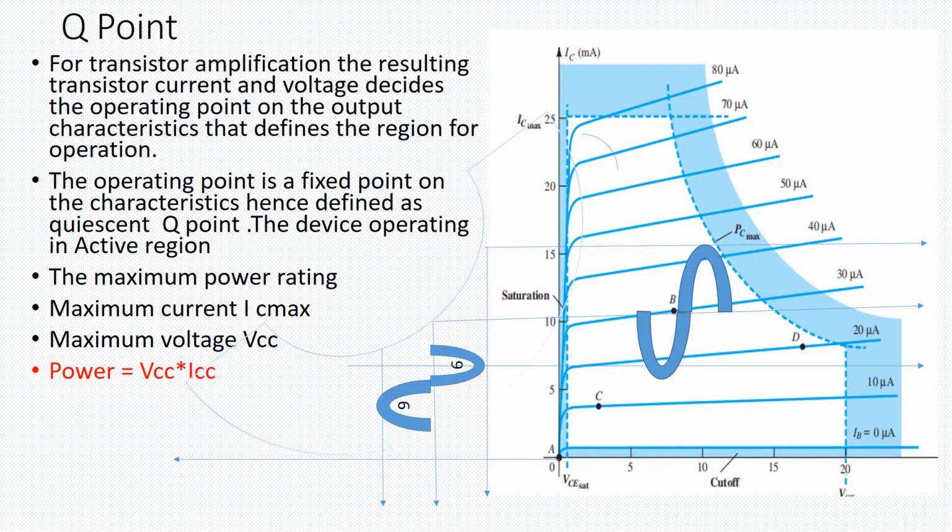I'll just read out the points I have discussed. Transistor amplification: the resulting transistor current and voltage decide the operating point on the output characteristic that defines the region for operation. The operating point is fixed on the characteristic and hence is defined as a quiescent point. The device operates in the active region. For defining the maximum power rating, we have to measure the maximum current IC max and maximum output voltage VCC. So the power that will be calculated is VCC into IC.